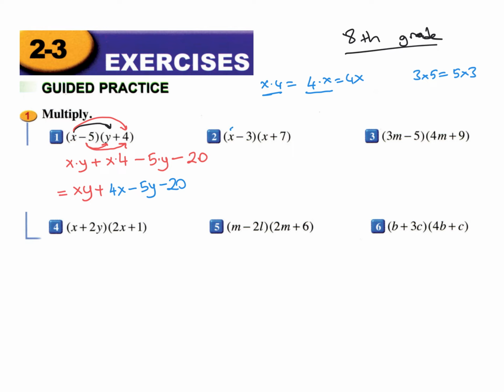Next question, first term by first term, x times x square, first term times second term of the second parenthesis, x times plus 7, it is 7x. Again, normally it will be x times 7, which means 7x. And then second one, minus 3 times x, it is minus 3x, minus 3 times 7, it is minus 21.